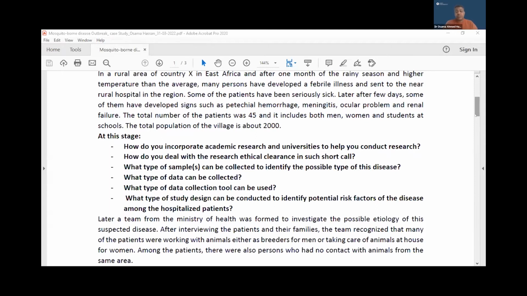Okay, what type of study design can be conducted to identify potential risk factors? Earlier, we talked about the potential disease. We tried to know about it, but now we need to know about the risk factors within the setting of this patient in the hospital.